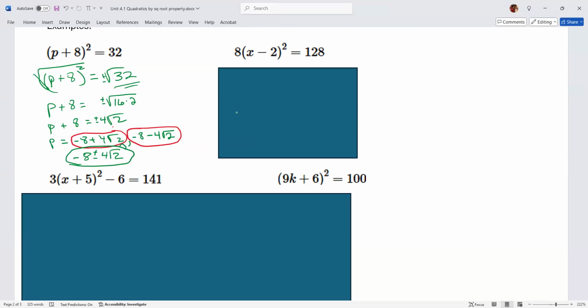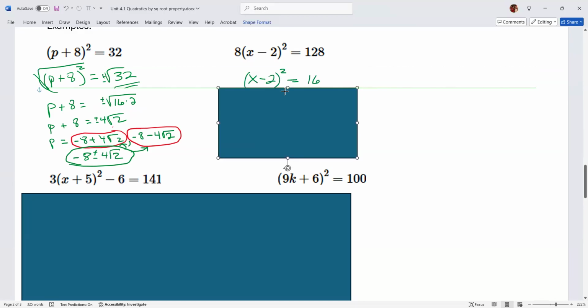If you have to do them distinctly, then you break up the plus and minus into two answers. Okay, so the only thing to do on this problem here with the 8 is divide both sides by 8. And when you do that, you're going to end up with 16. And then we're right back where we started.